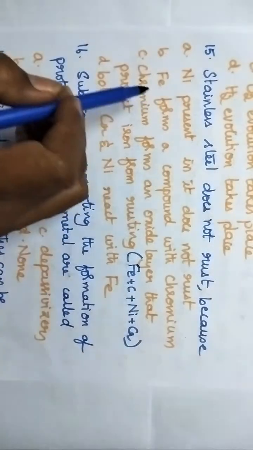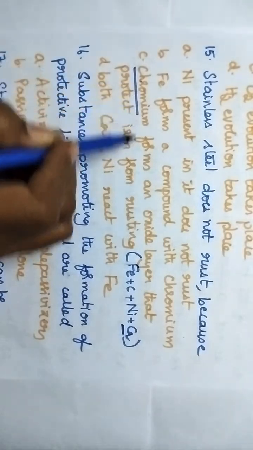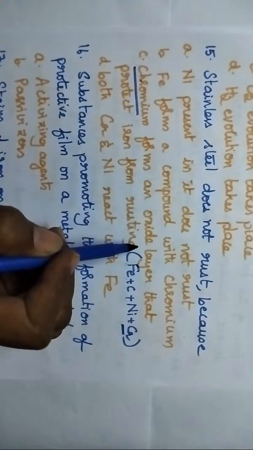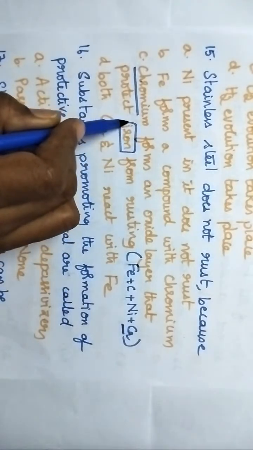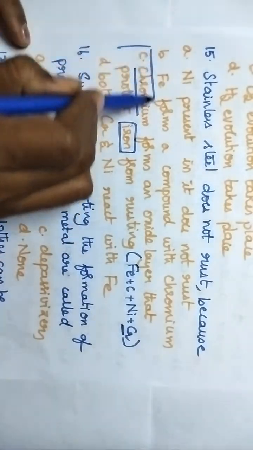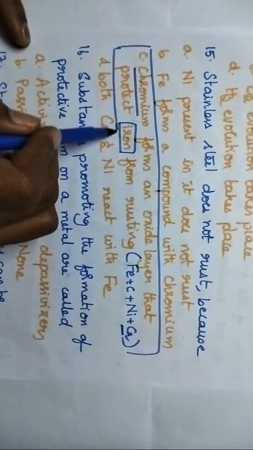I think you are not familiar with this concept. Okay. Especially stainless steel will not undergo corrosion since the chromium present in the stainless steel will form a protective oxide layer on the iron. So option C is the right answer. You try to remember this concept.